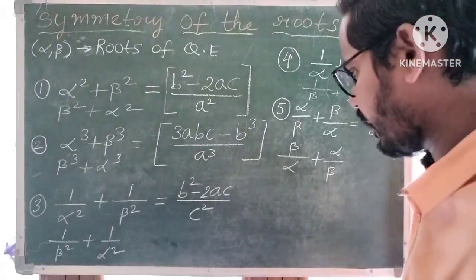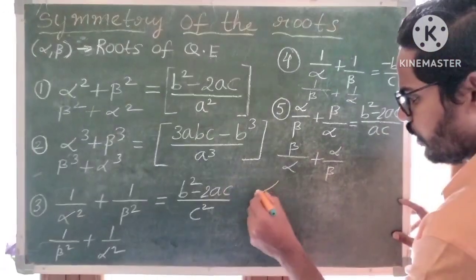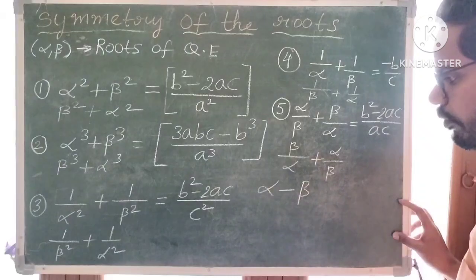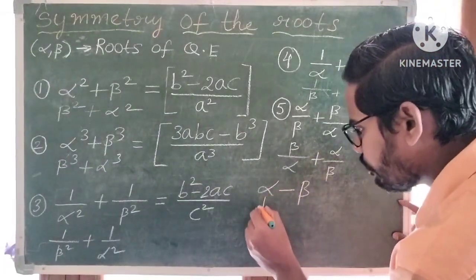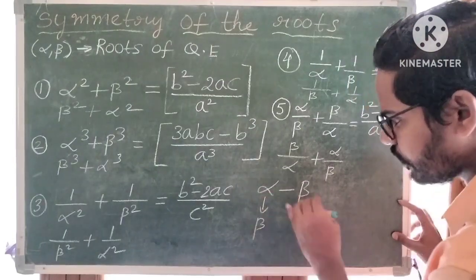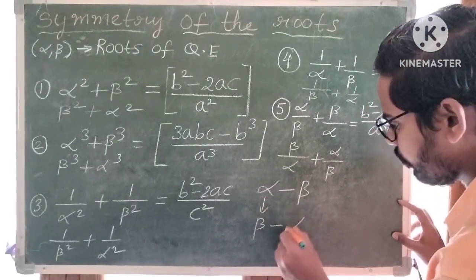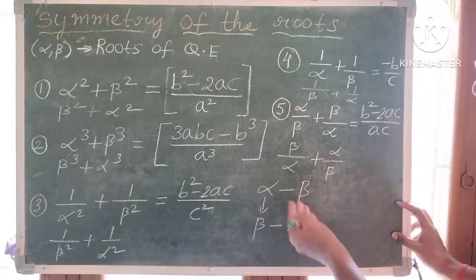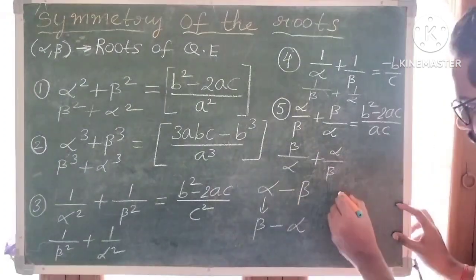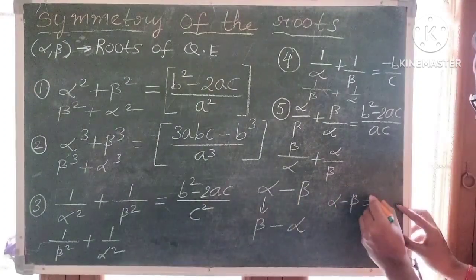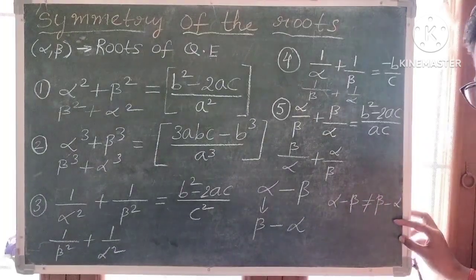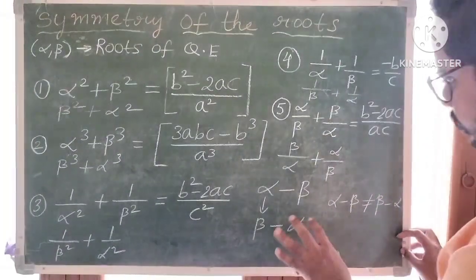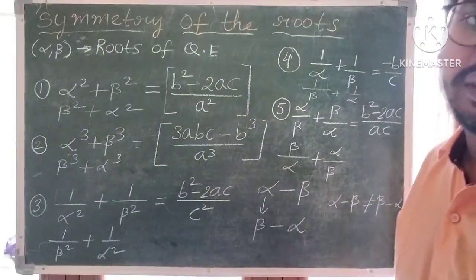So for example, let us consider one expression, alpha minus beta. This expression is not symmetric. Why? Replace alpha by beta, just interchange alpha and beta, it becomes beta minus alpha. Now here alpha minus beta is not equal to beta minus alpha. These two are not the same. So that's why alpha minus beta is not symmetric.